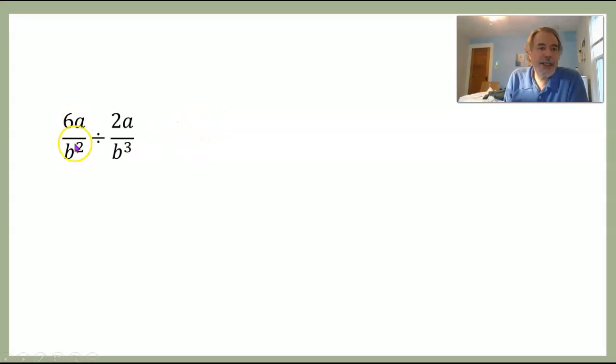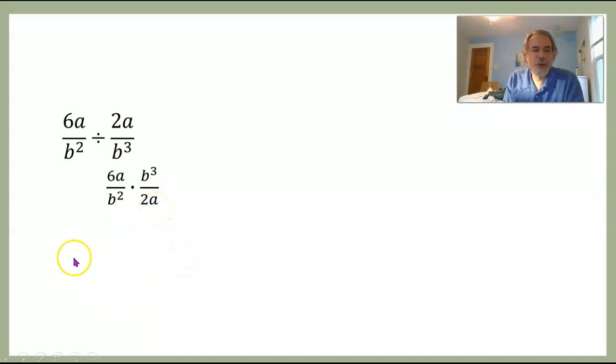How about this one? 6a over b squared divided by 2a over b cubed. What's the first thing we do? Turn it into a multiplication problem. And what is that multiplication problem? 6a over b squared times b cubed over 2a.